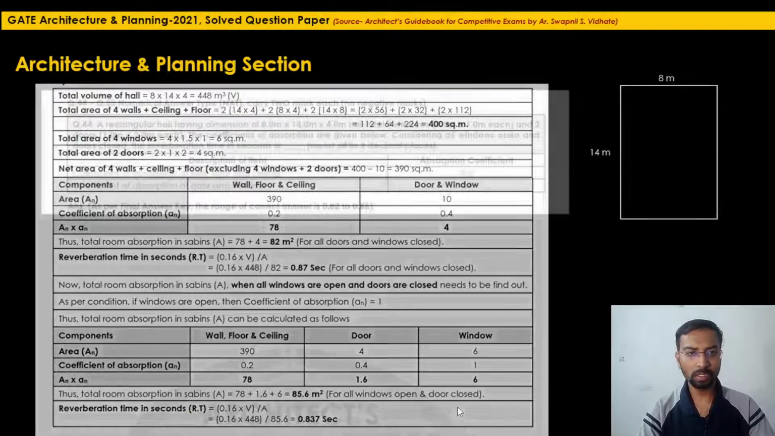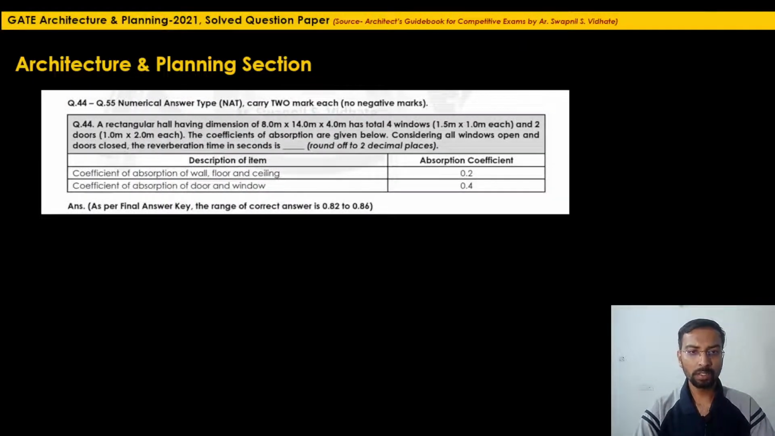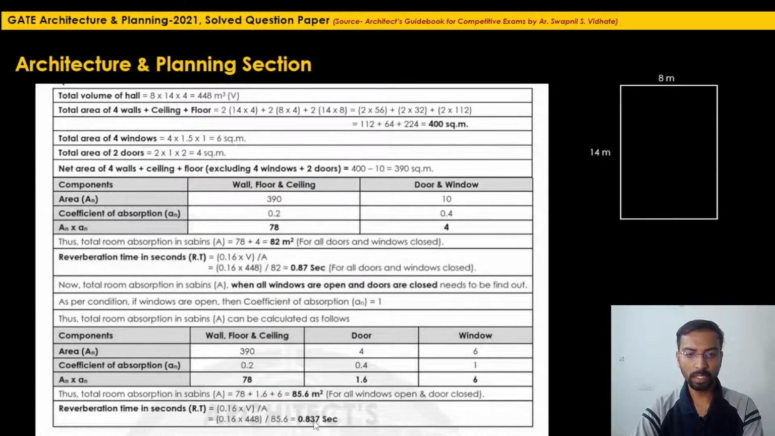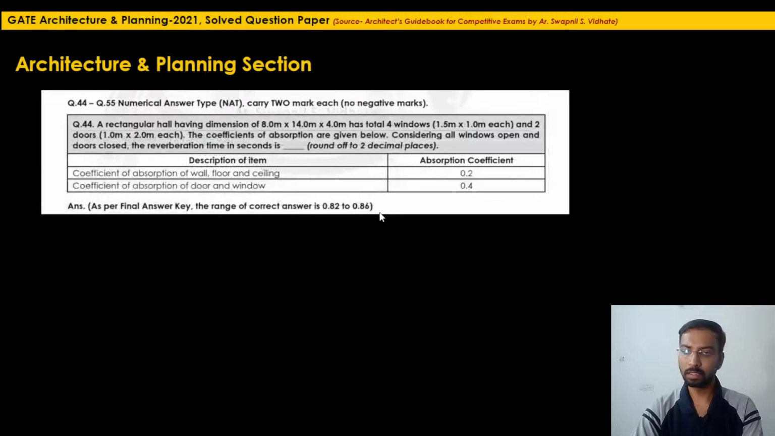So what was the final answer? As per the final key, the range was between 0.82 to 0.86, whereas we found the answer as 0.837 seconds. So our answer is in this range, so we'll get full marks. So till now we have achieved 52 marks. Very simple question, a very simple numerical type of question. This example was there in GATE 2021. So okay, let's go to the next numerical question.